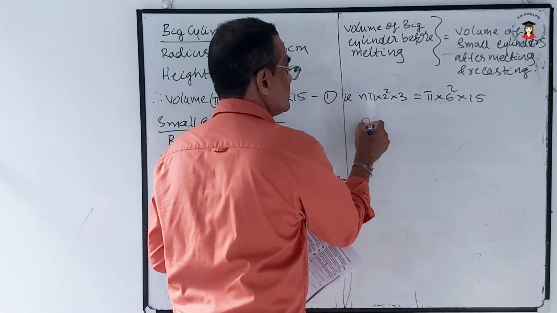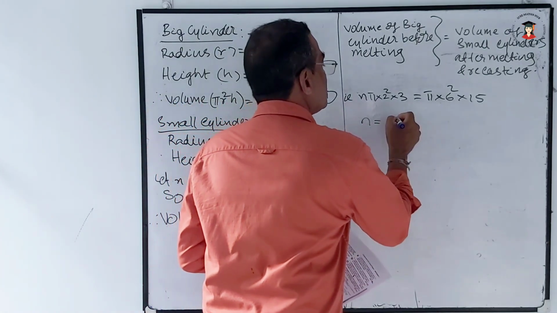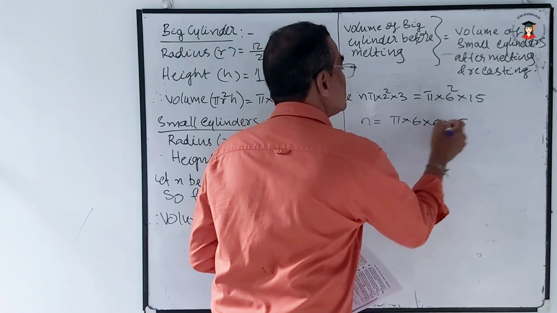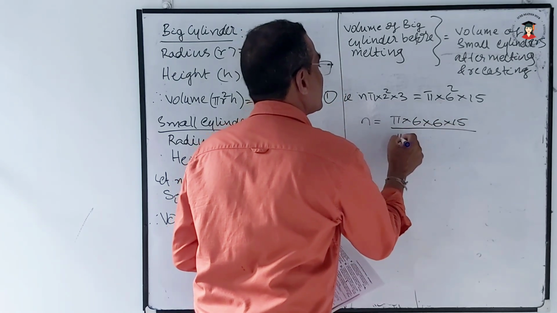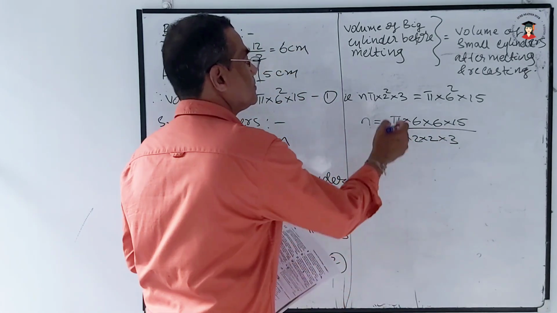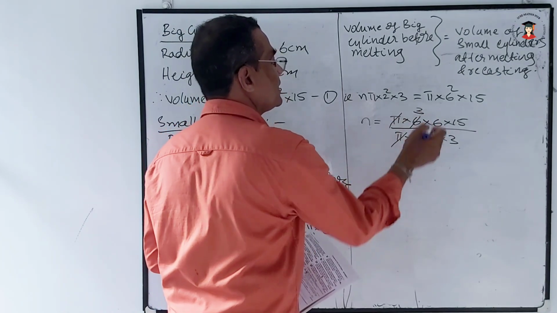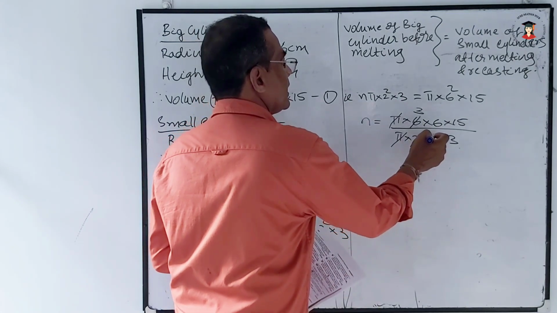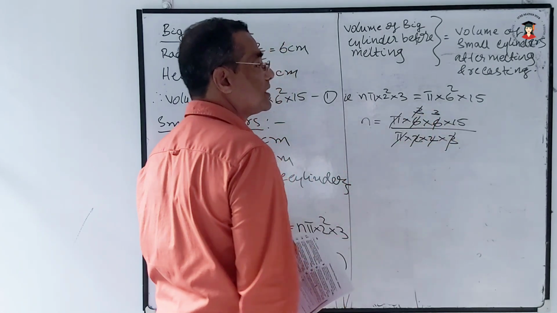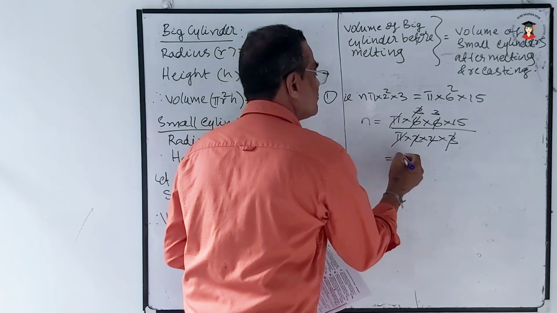Therefore, n, the number of small cylinders, will be equal to pi into 6 into 6 into 15 divided by, here again pi into 2 into 2 into 3. Pi and pi will go. 2 and 6 will give you 3. Again 2 and 6 will give 3. 1, 3 and another 3 and the numerator will go. So 3 into 15 equal to 45 numbers.